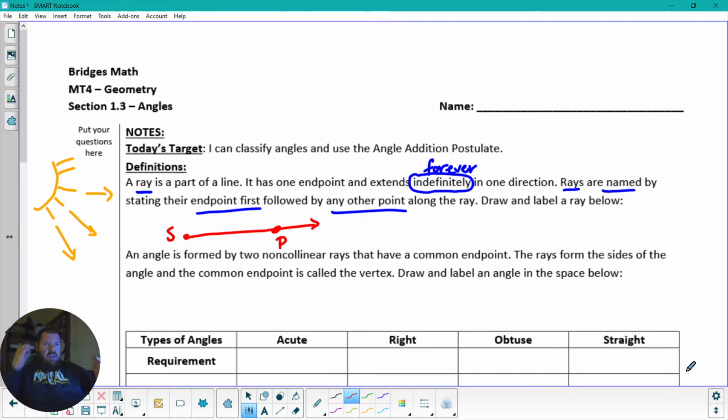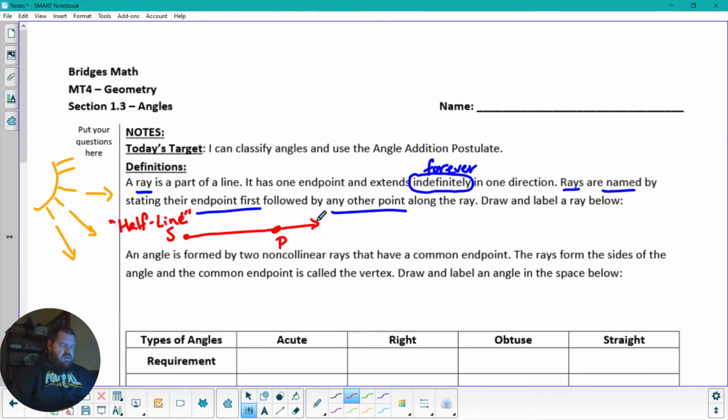Geometrically, object-wise, I think of it as just half a line. Now, if we think about that indefinitely, as in it wraps around the globe and comes back, eventually it's going to meet back up to this, but we don't really worry about that. So I think of it as half of a line, and that's what I want you to think about. It's a half line.